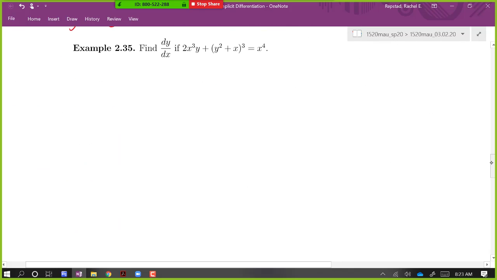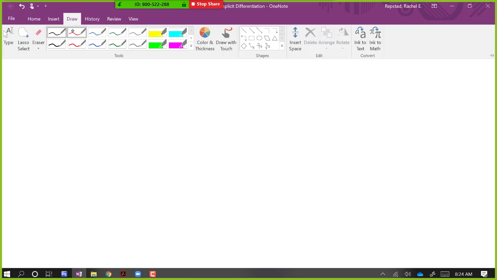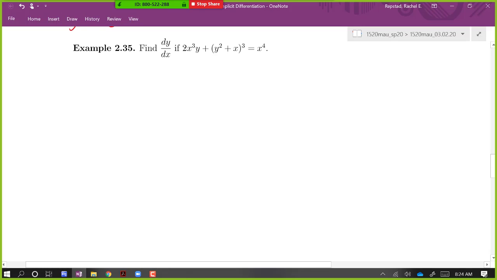Let's do another one. We're going to find dy dx. Here's an implicit function. Right at the beginning, we have another product: 2x cubed times y. When we're multiplying different variables together, we have to treat that like a product rule. So I'm going to go off to the side and set this up.